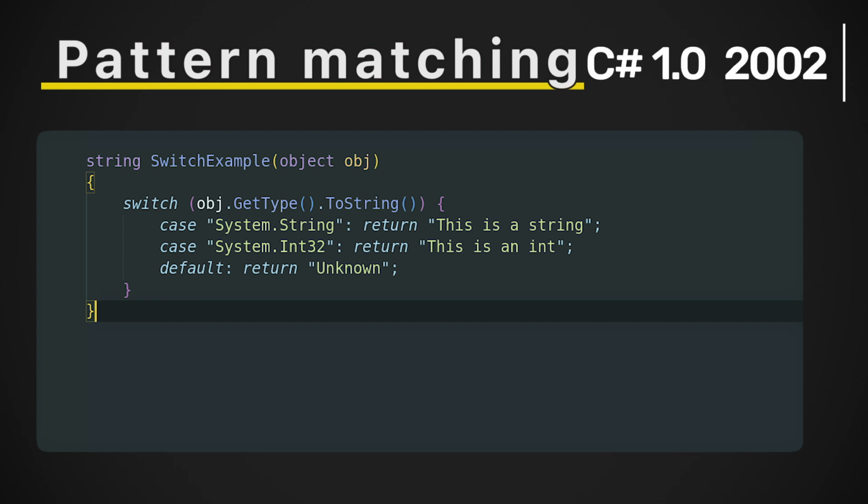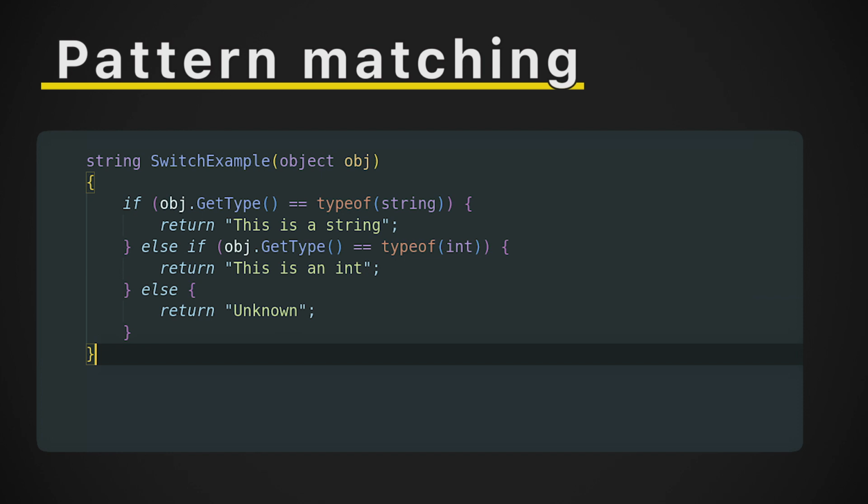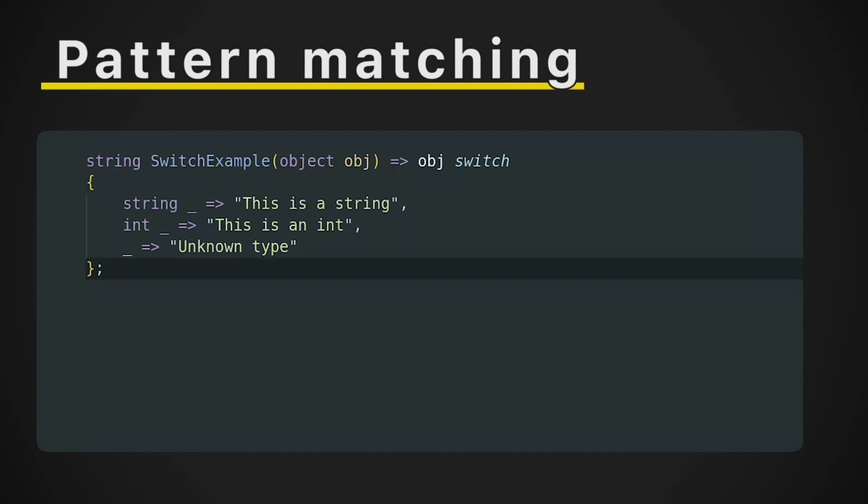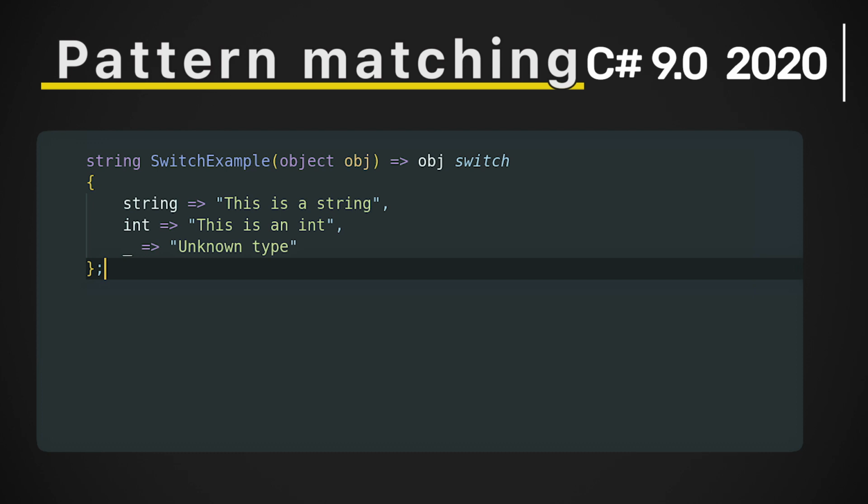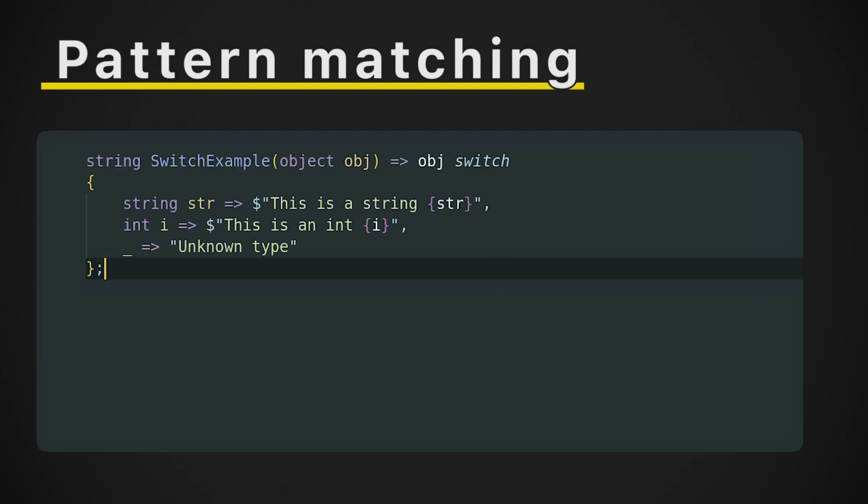Now let's consider type pattern matching. With C#1 we can create a switch to get a type from an object. We can also use the typeof operator in the if statements. With C#8 we can directly switch by type, but we need to add the discard sign. With C#9 there are many improvements. First, there is no need for the type and underscore sign. Then you can use the type variable.